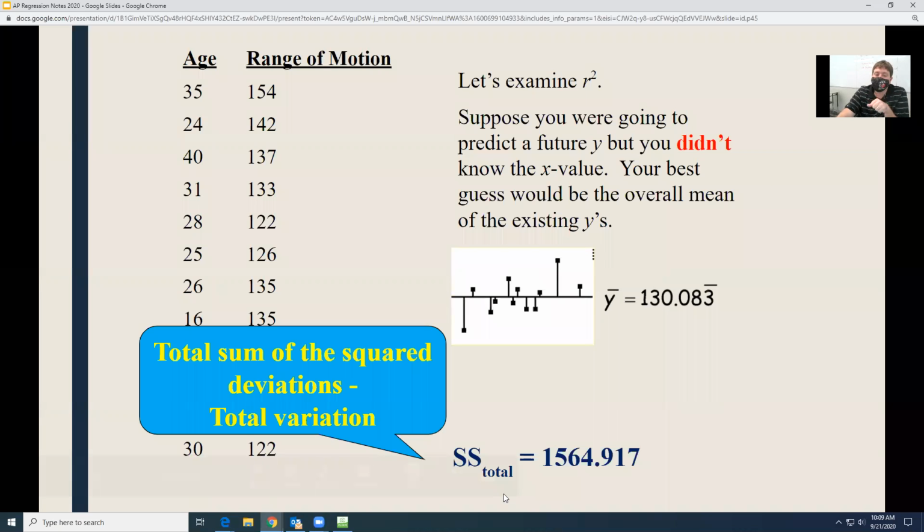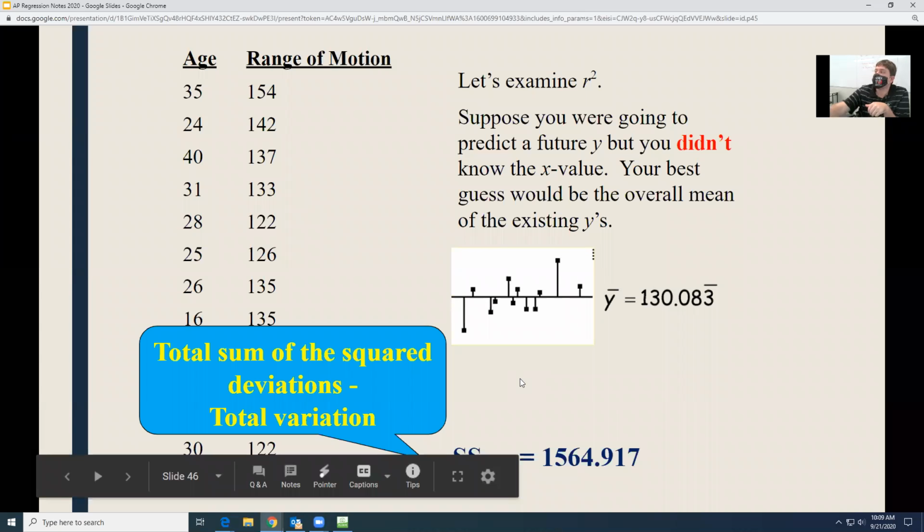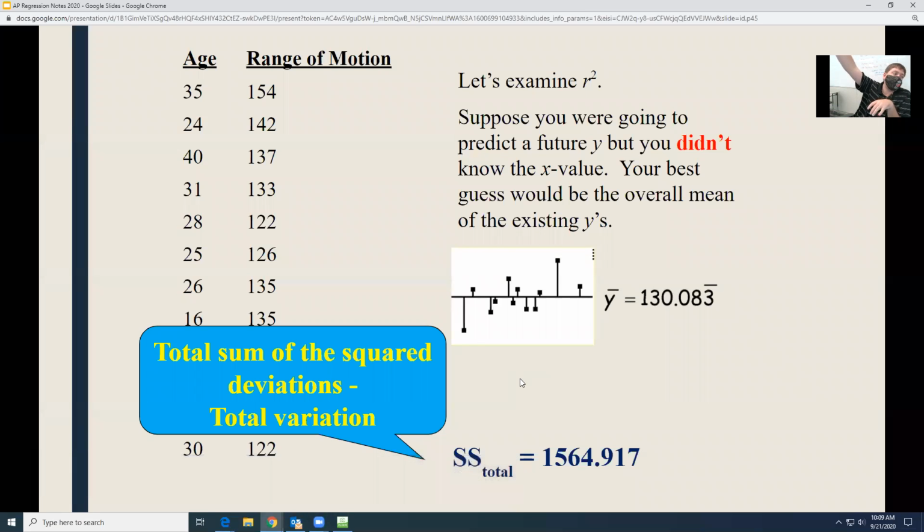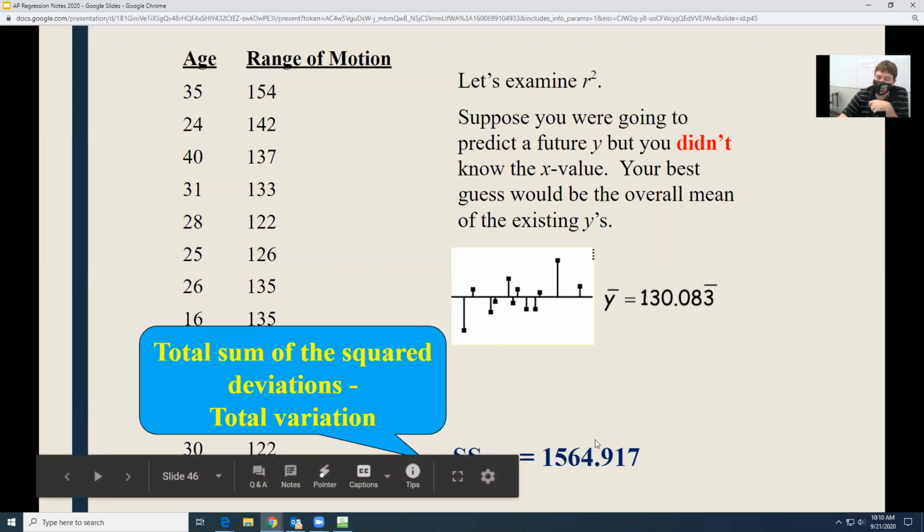And so we would have what we call the total sum of squared deviations. Connor was right on to the point earlier. He was talking about taking all of those variations, squaring them, and adding them up. That's what all of these distances would be: 1,564.917. Again, not something I would ask you to do. This is what our calculator does.